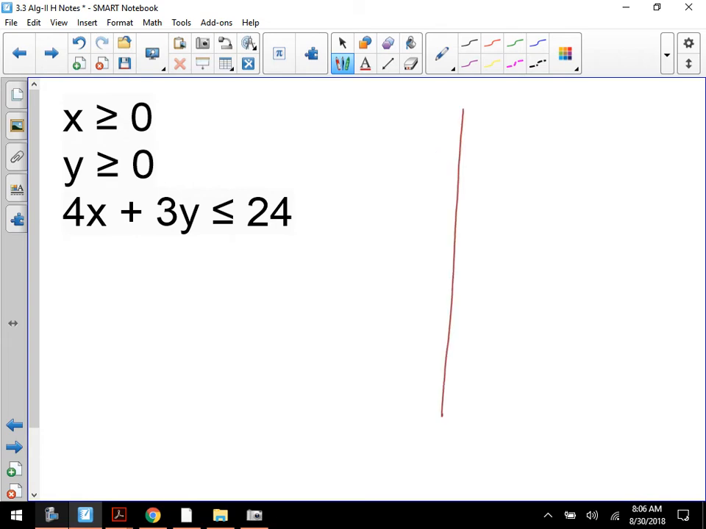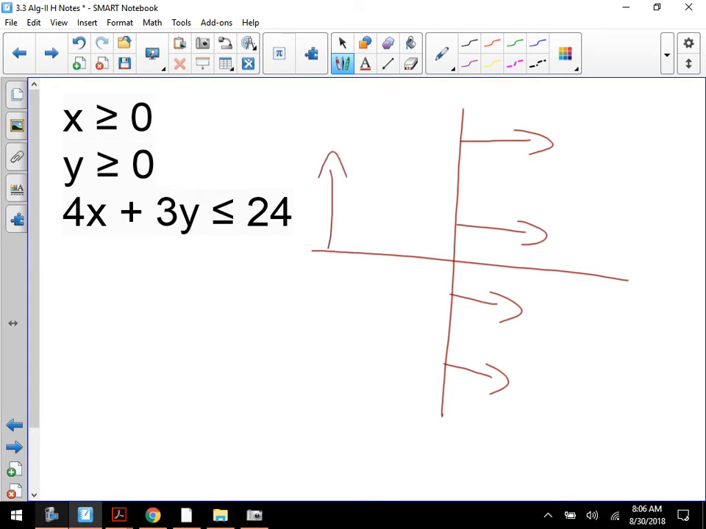When you're talking about the idea that x is greater than or equal to 0, it's all the numbers going from 0 this way, including down here. When I say y is greater than or equal to 0, I'm looking at all the numbers that are going up from here.